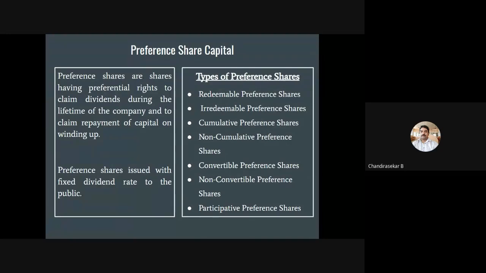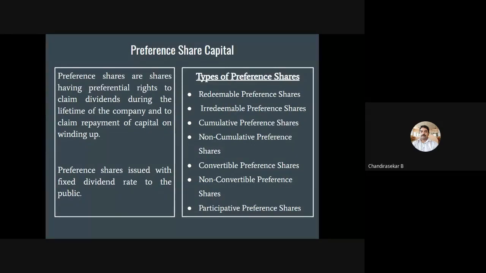Participative preference share means that, normally, when the participative preference share is issued, they have rights to participate in the excess profit as well as the excess assets. This type of share is called a participative preference share. Normally, when a company issues an ordinary preference share, they fix a rate of dividend for the preference shareholder. The preference shareholder cannot get more than the rate fixed by the company. For example, a 10% or 15% preference share means out of face value, they can get only 10% or 15% from the company. But in case of equity shareholders, the company will not fix any rate of dividend because they are considered the real owners of the company.